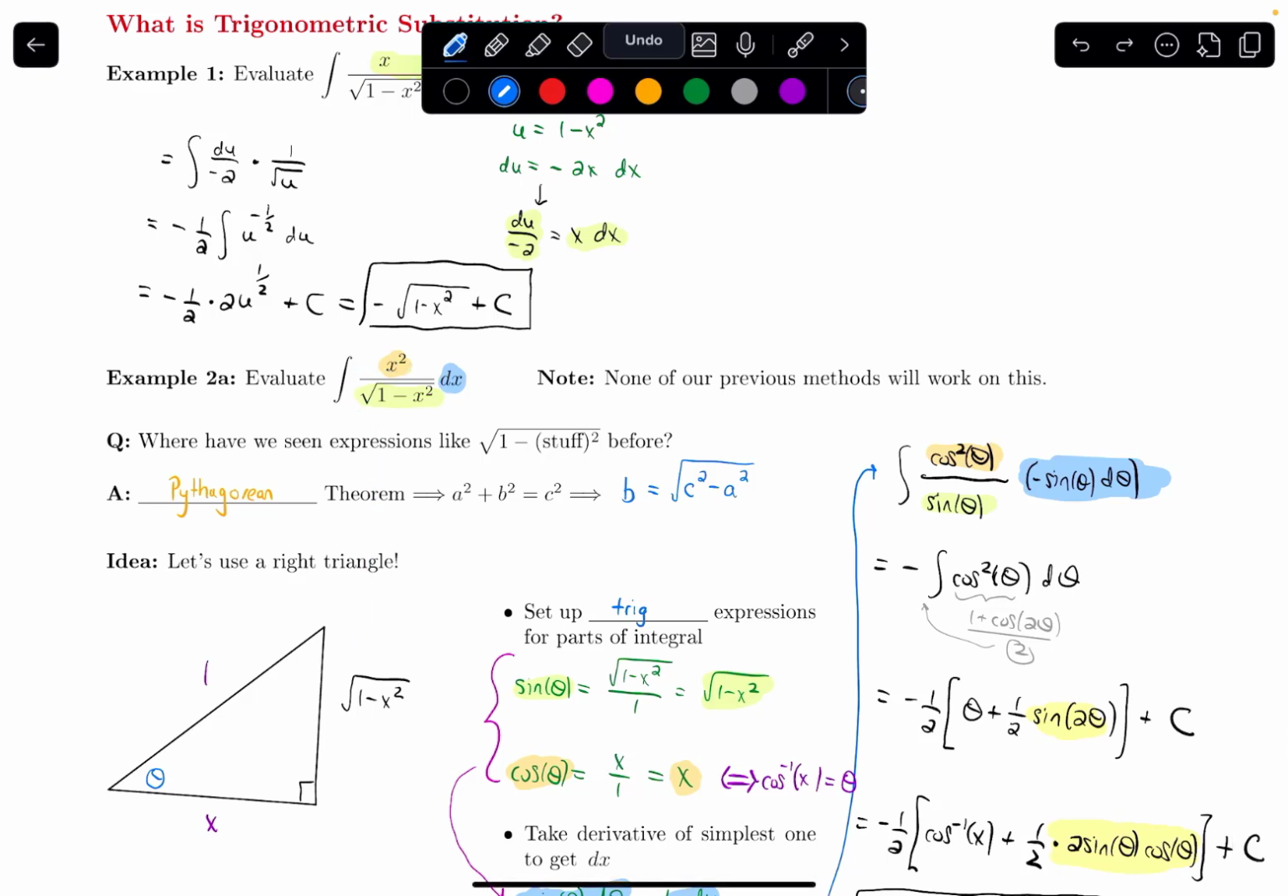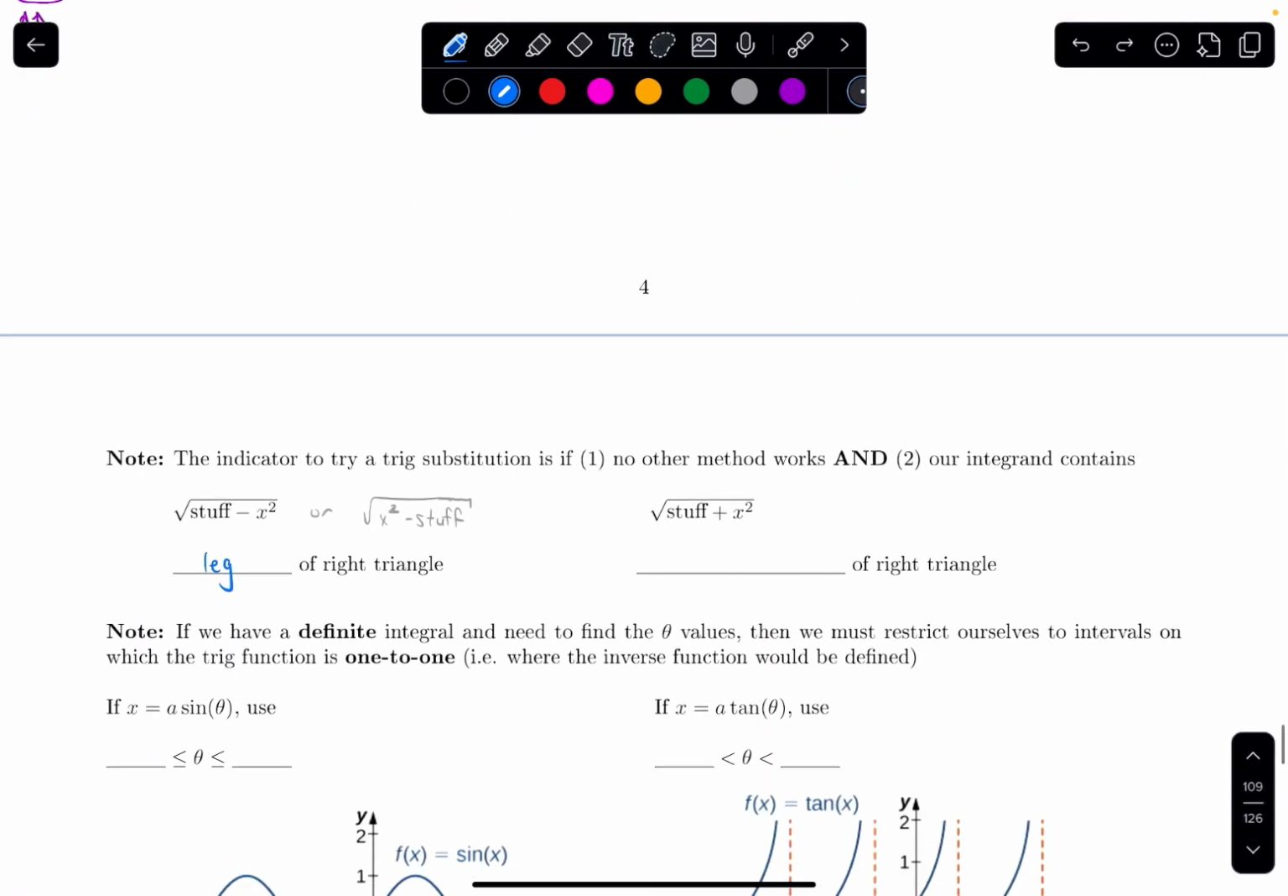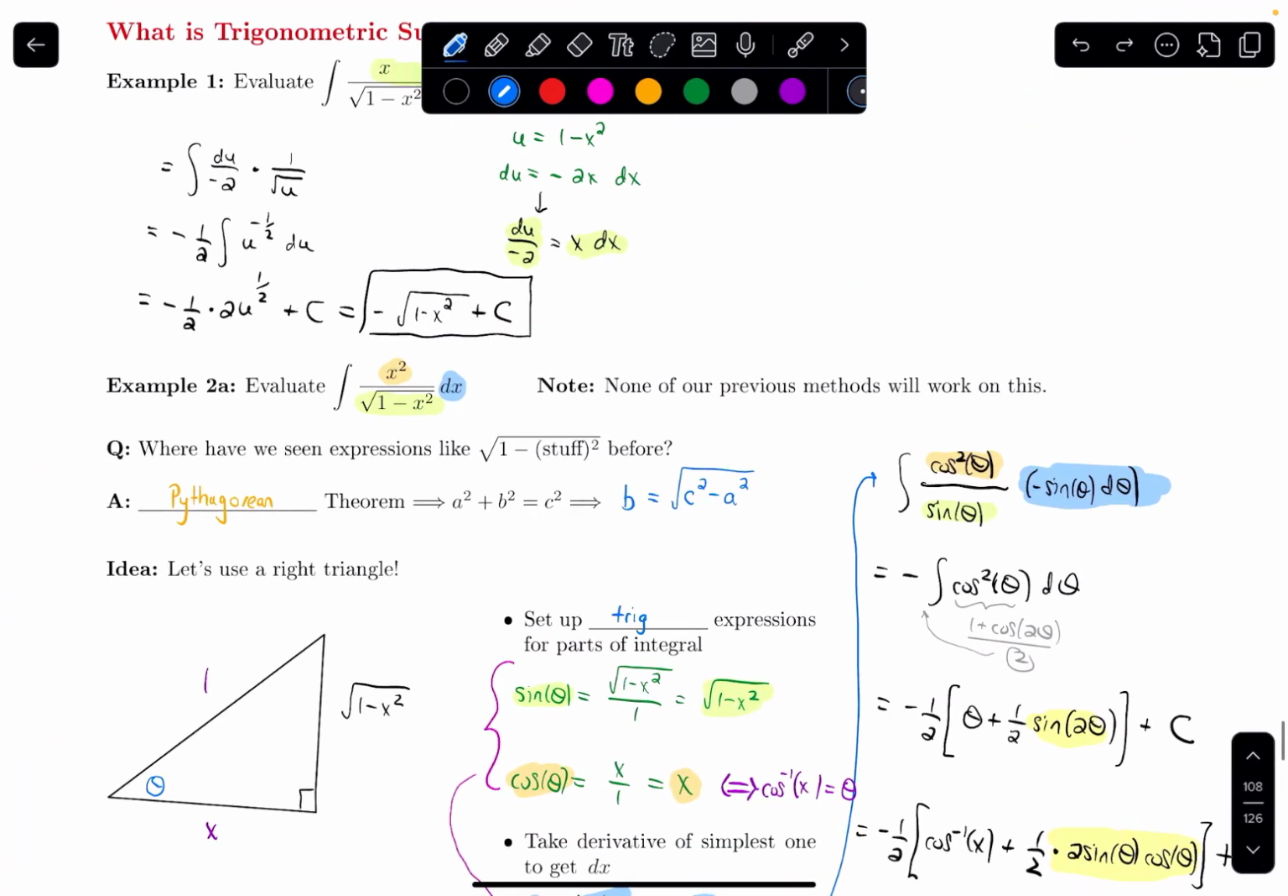We had the square root of 1 minus x squared, and we made that be the leg of the right triangle. If instead we had the square root of stuff plus x squared, that could happen if instead we were isolating c, we would get the square root of this whole thing, something plus something.